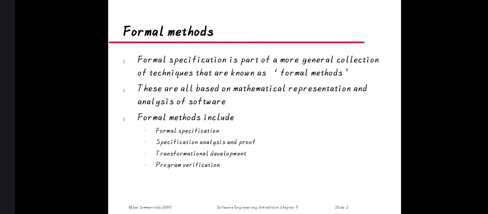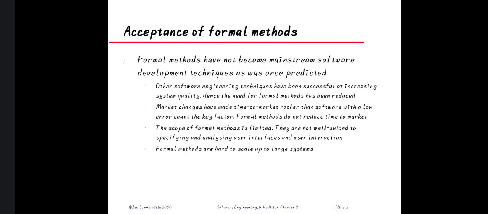Then, formal methods. Formal specification is part of a more general collection of techniques that are known as formal methods. These are all based on mathematical representation and analysis of software. Formal methods include formal specification, specification analysis and proof, transformational development, and program verification.